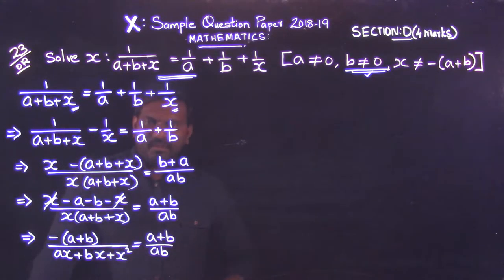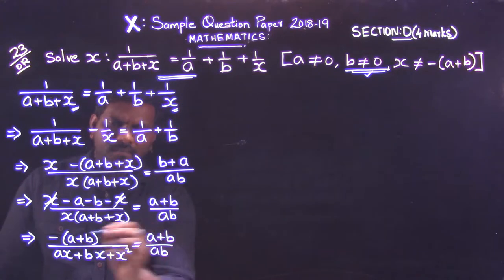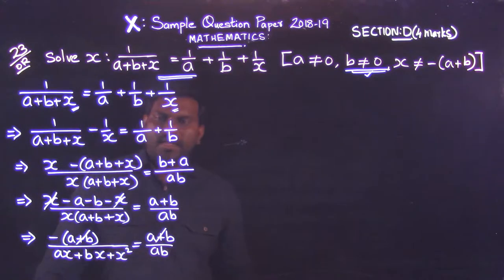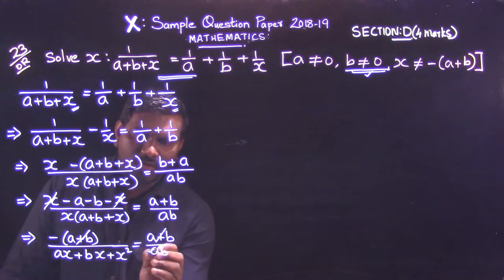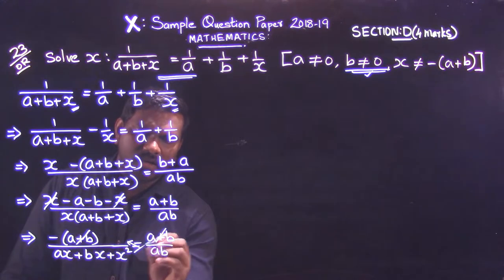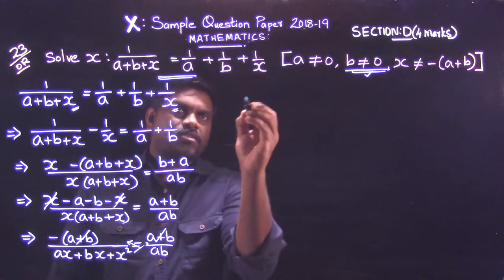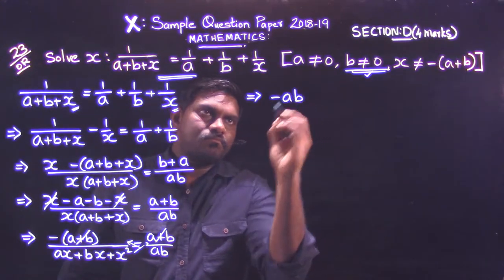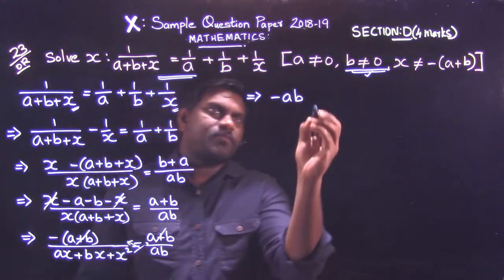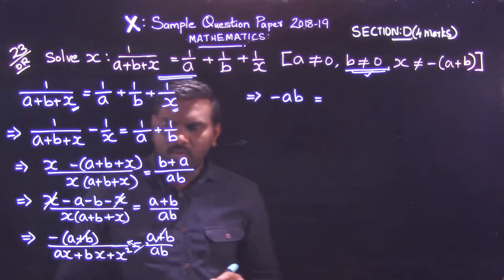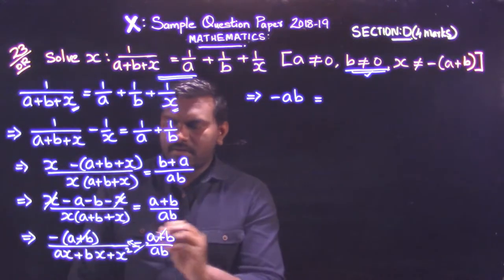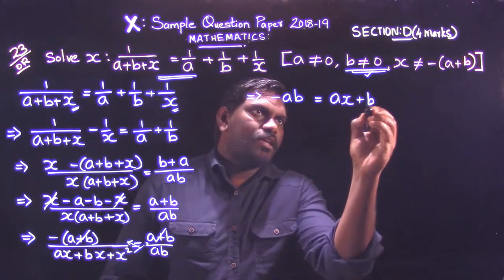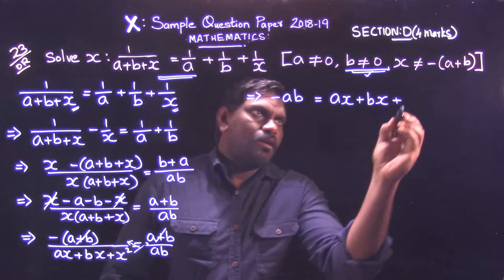Clear, dear? Now, if I see both the sides, I am getting a plus b, a plus b. I can cancel these two together, and thus I need to now cross multiply this one over here and this over here. Thus, I will get minus ab, minus ab. AB when multiplying with minus 1 there, that is equal to, now I have 1 here, so the complete term comes up without any change, AX plus BX plus X square.